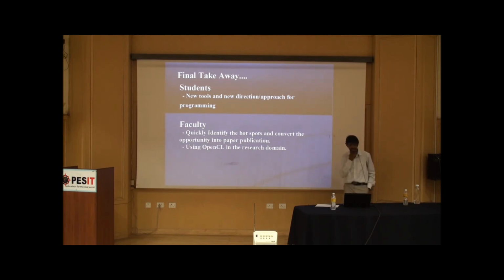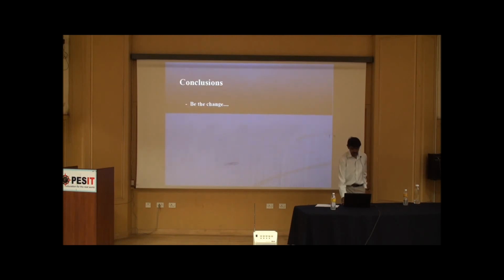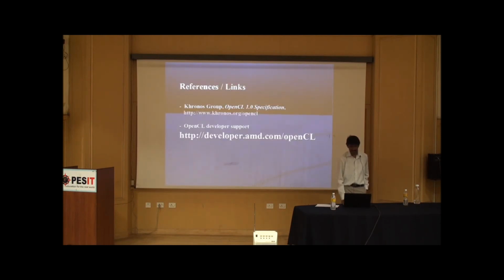What about the faculty? It can be used for paper publications because, as I see, only about 57 to 60 papers are listed on OpenCL till now. That's a very small amount. So you can use OpenCL for the research domain. I think you can be the change. So this is the site. You can just go and get all the resources which are required.